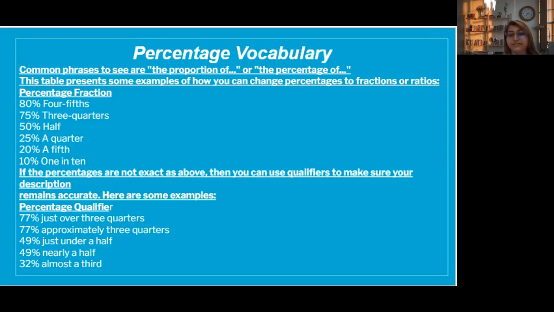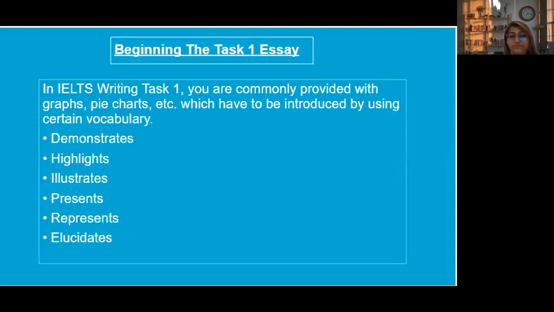10%, 1 in 10. But when you have percentages which are not exact as above, what you can use is: 77% just over three quarters, or else you can write 77% approximately three quarters, 49% just under a half or nearly a half, 32% almost a third.